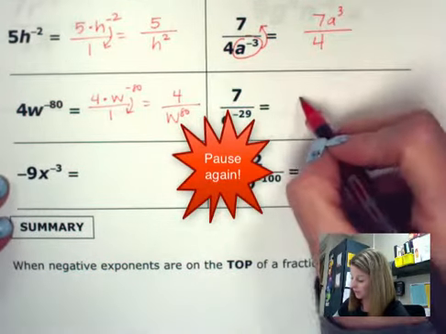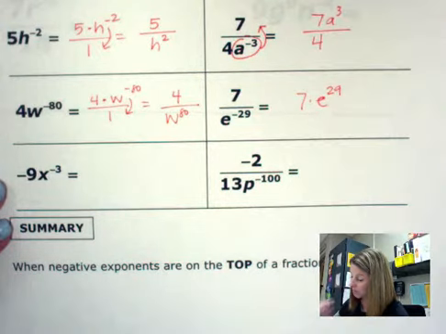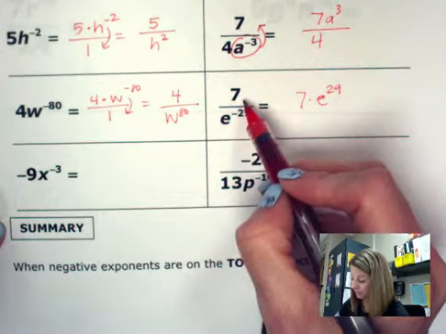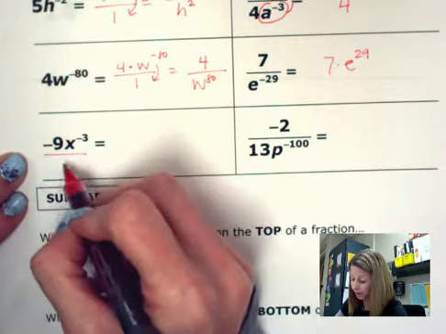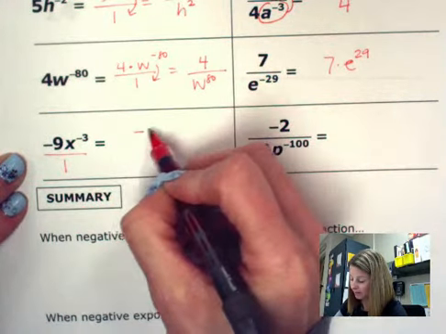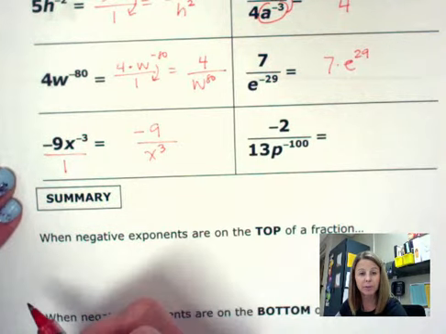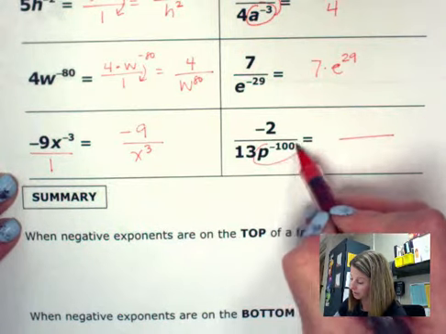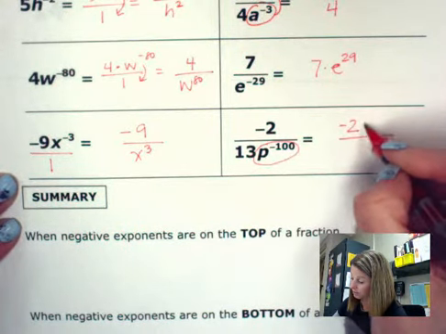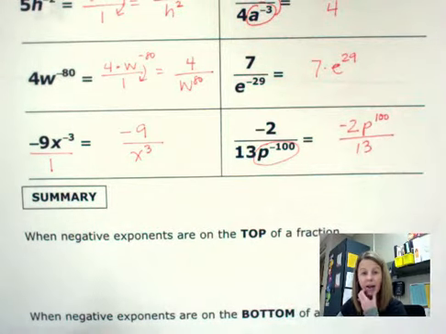You should have 7 times e to the 29th here. Remember, the 7 stayed, the 7 didn't move. This one should be, now put it over 1 if you get confused. This should be negative 9 staying in the numerator. The x comes down to the denominator and becomes positive. This one, the p is the only thing that moves. So it's going to end up being 2 times p to the 100th over 13.